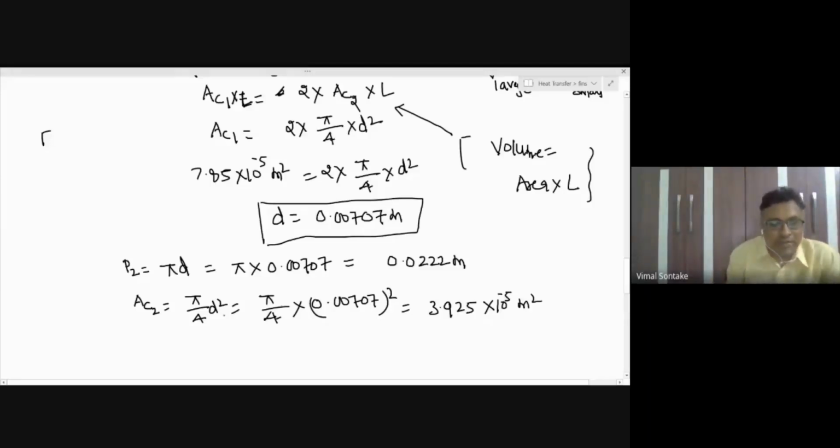And finally, the value of m2, square root of hP2 over kAc2.